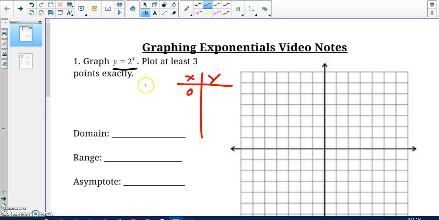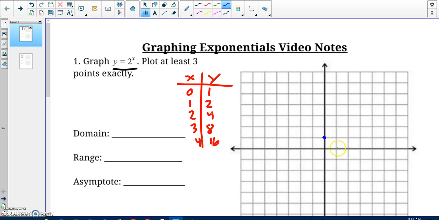So if we plug in 0, 2 to the 0, well, anything to the 0 power is 1. If we do 2 to the first, we get 2. 2 to the second, we get 4. 2 to the third, we get 8. 2 to the fourth, we get 16. So as we've talked about a bit in class, what you see happening to our y values is they're doubling. Okay, so let's plot those points real quick.